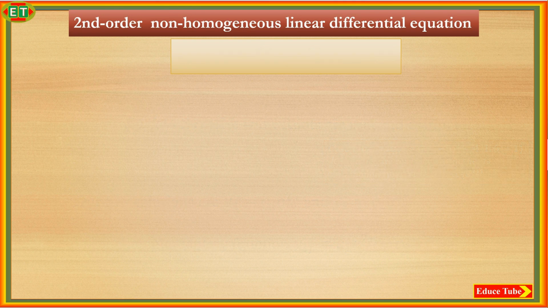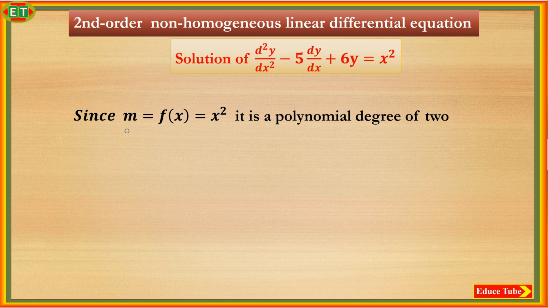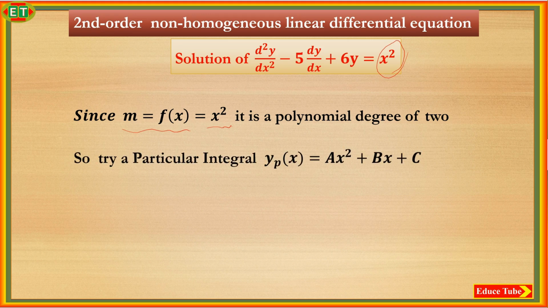Now our target is to get the particular integral, because we already got the complementary function. So to get the general solution, we now have to get the particular integral. How to get that? In this equation, the right hand side function of x is equal to x square. It is a polynomial of degree 2. So we have to try something similar to this, a type of expression like ax square plus bx plus c.